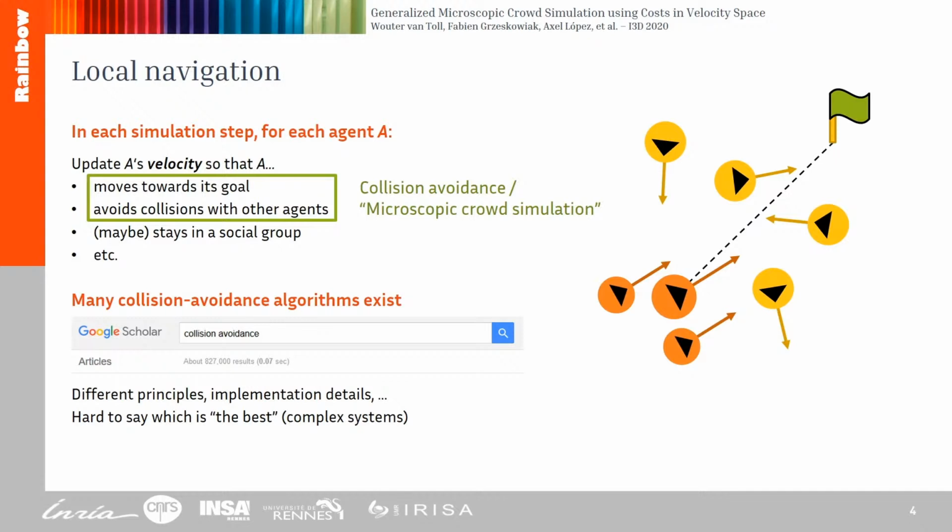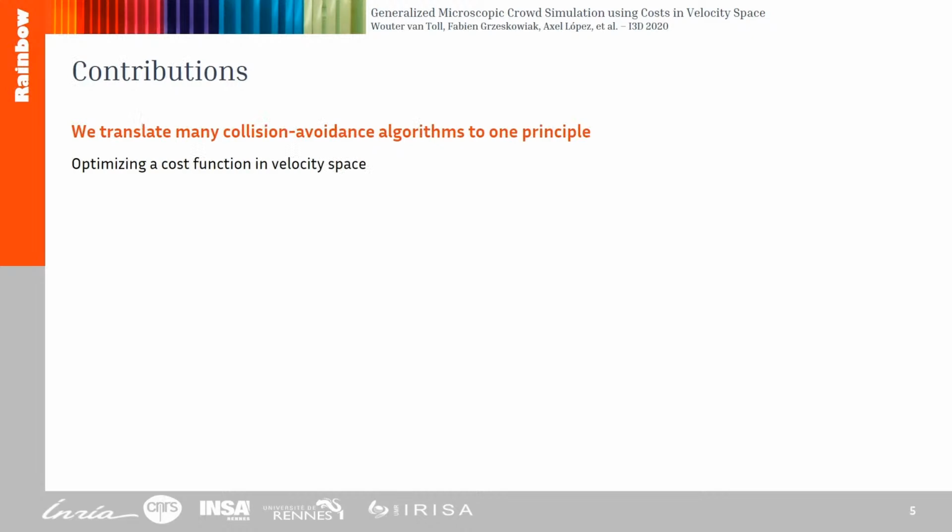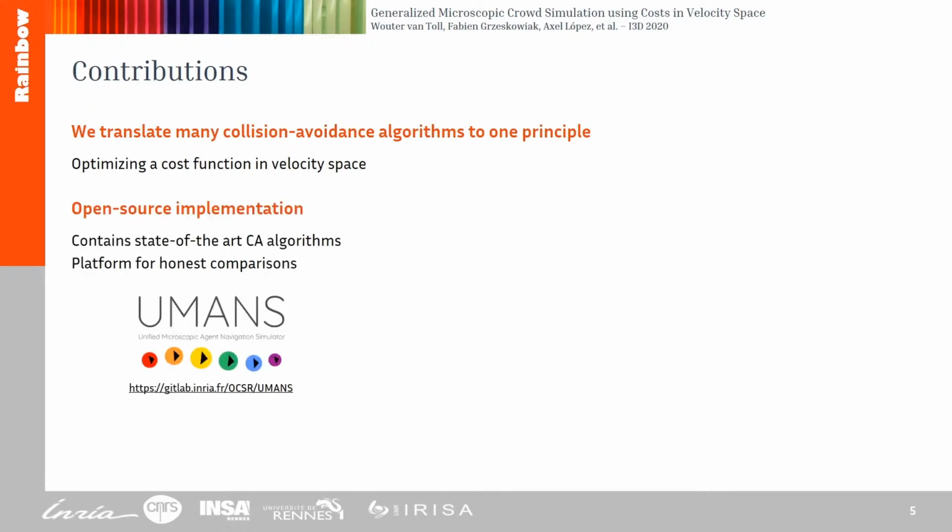This is why we saw the need for a general framework that describes all these algorithms via one principle, and then an implementation that implements these algorithms. And that is exactly what this paper is about. So in this work, we show how many collision avoidance algorithms can be translated to one shared principle. And I will describe this principle in more detail later.